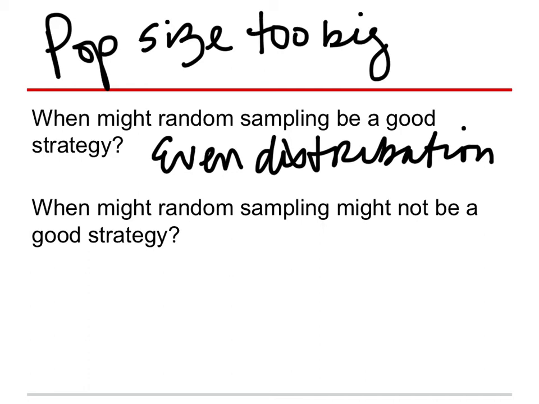Additionally, when our population is evenly distributed, taking random samples, taking a subset, will by definition be representative of the entire population. So if we take the opposites of these, when our population size is small, it would not make sense for us to perform a random sampling exercise.